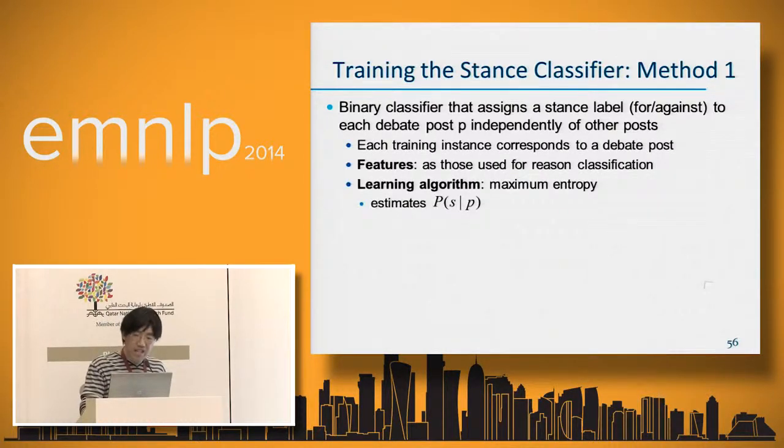So in this case, each training instance corresponds to the debate post. The features that we use here are the same as those features that we used for reason classification. And as our learning algorithm, we use maximum entropy, which estimates the probability of a stance label given the post, because again, we are doing stance classification here.